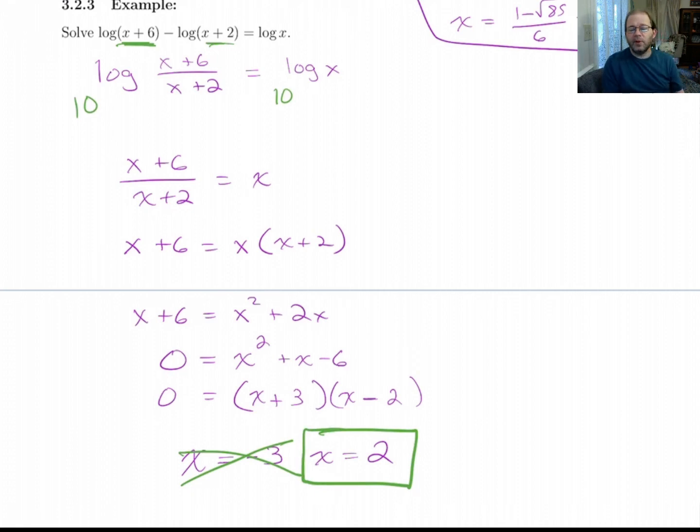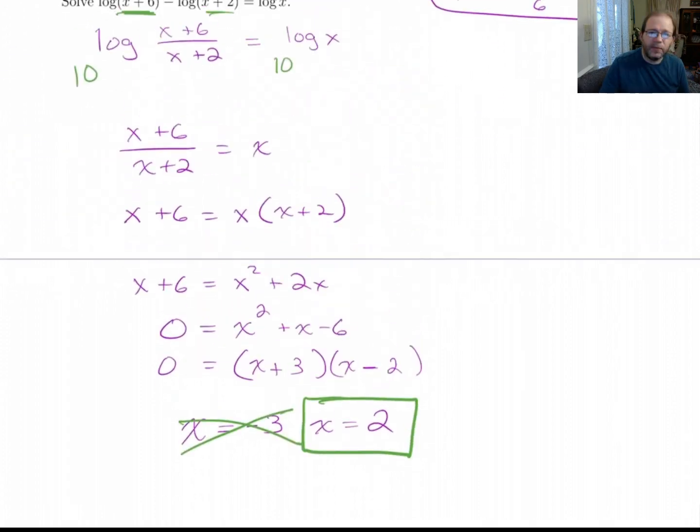Now, it can happen that all of your solutions wind up not working. That didn't happen on any of these problems, but it's certainly possible. So you might go through here, solve this, and having to throw away all the solutions. So it's possible to get no solution as your answer to one of these. All right, that does it for this section.